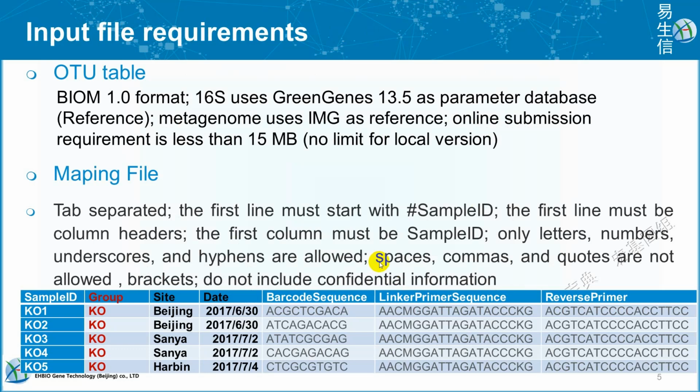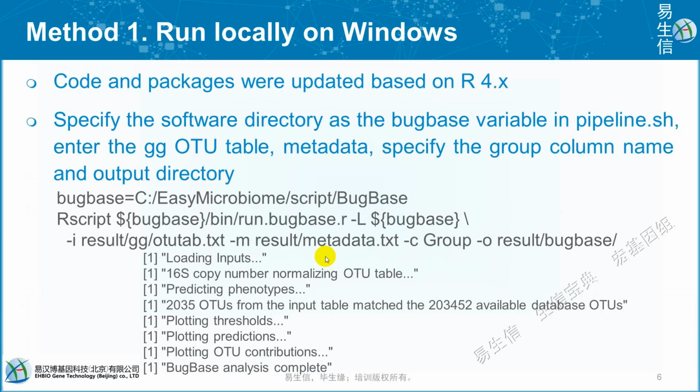The requirements are an OTU table and a mapping file, and the standard format of the OTU table is BIOM format. For 16S we use Greengenes, and for metagenome we need IMG as a reference. The mapping file should be tab separated. The first line must start with sample ID and must be the column header. The first column must be sample ID, and only letters, numbers, underscore, and hyphen are allowed. You can see here.